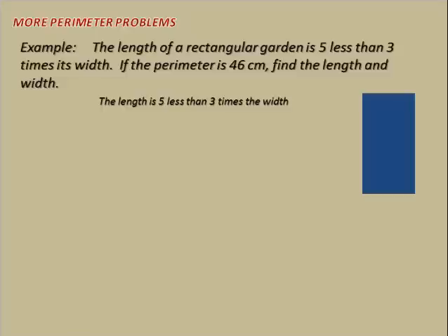Okay? So first of all, let's read the problem. It says the length of a rectangular garden is 5 less than 3 times its width. If the perimeter is 46 centimeters, find the length and the width.